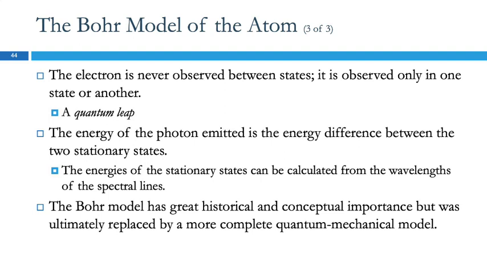So the electron can be in these different states, these different levels, but it cannot be in between them. Because if it was in between them, even briefly, it would have a different amount of energy, and therefore we should be able to detect that, at least very faintly. So it's never observed between states, it's only in one state or another, and this is called a quantum leap: going from one state or form of being to another without passing through space in between.